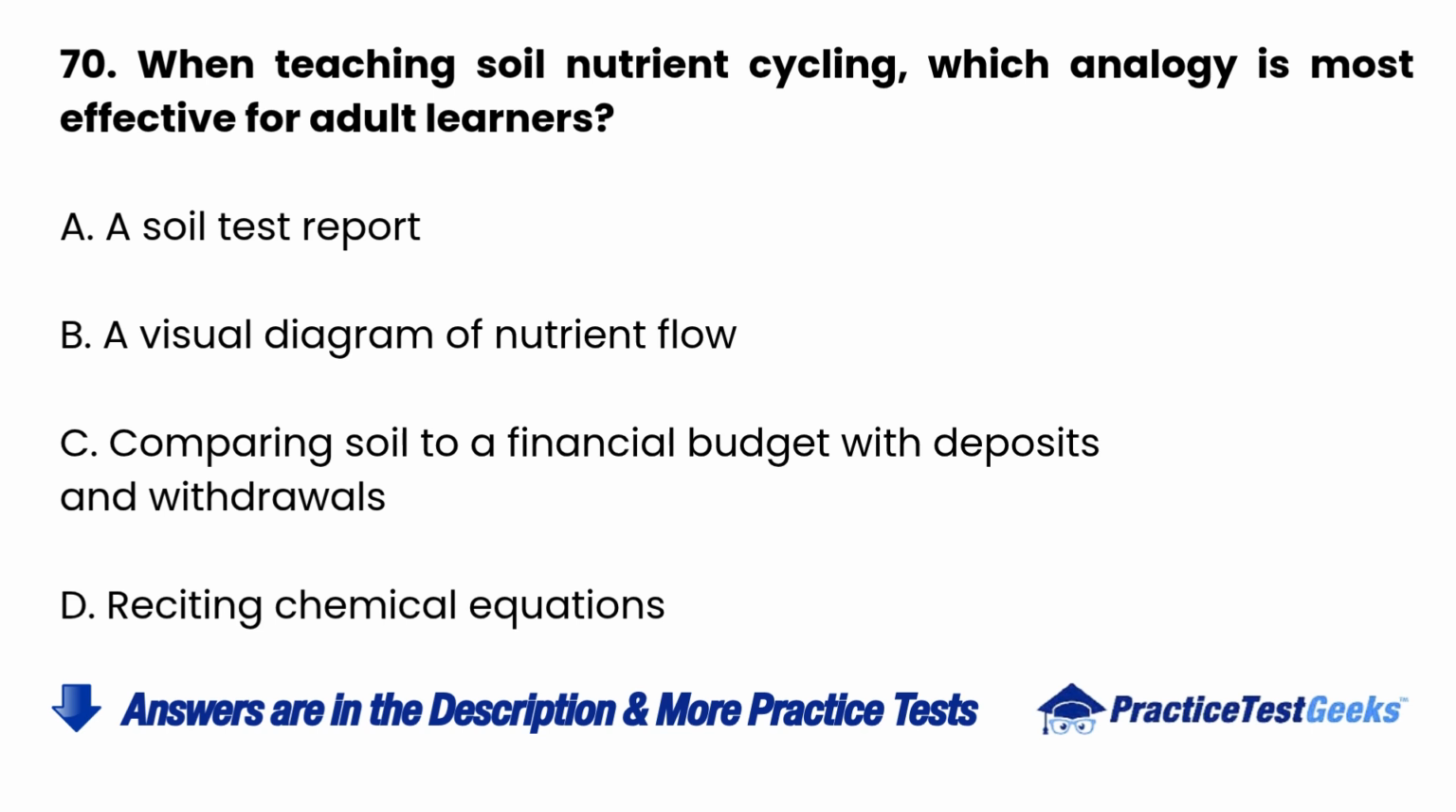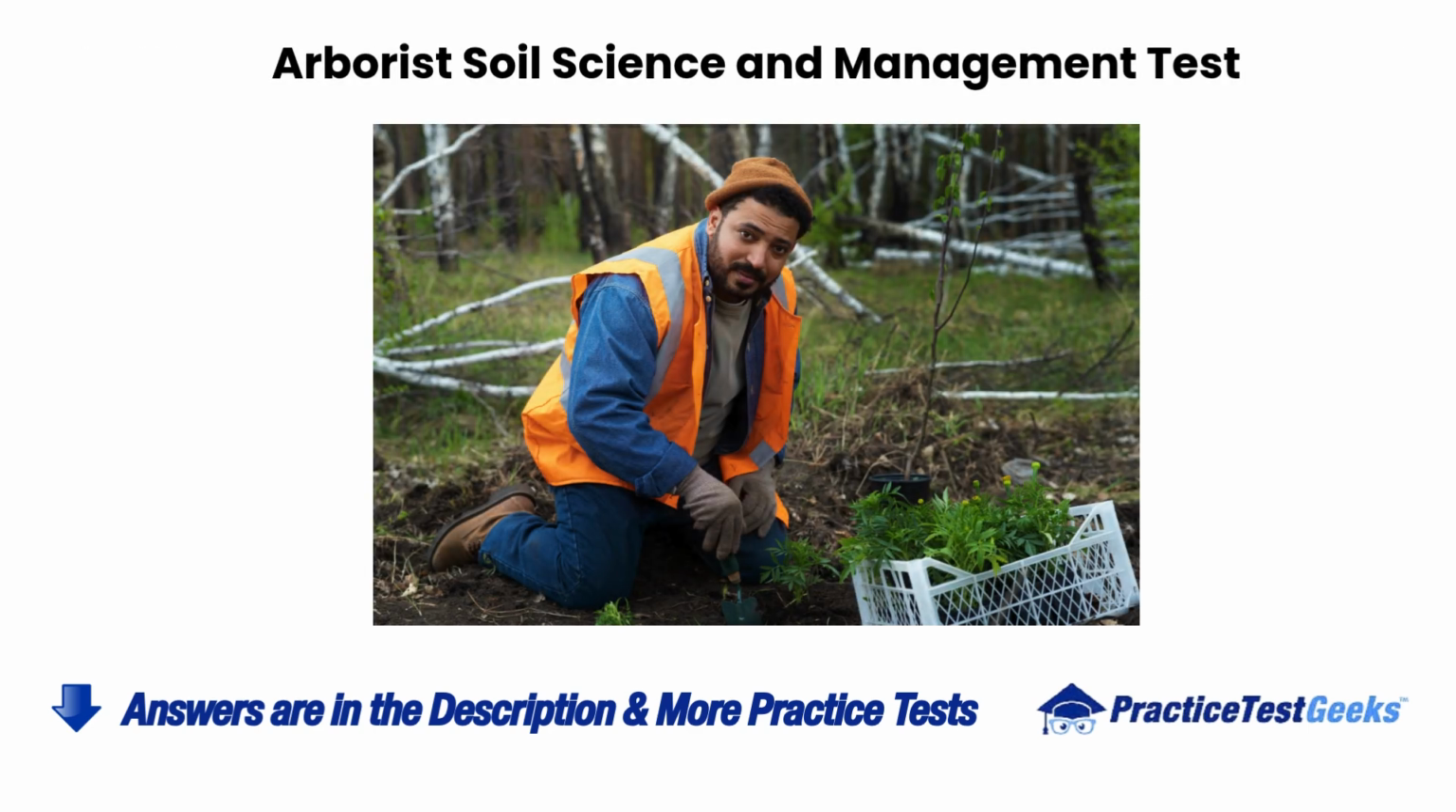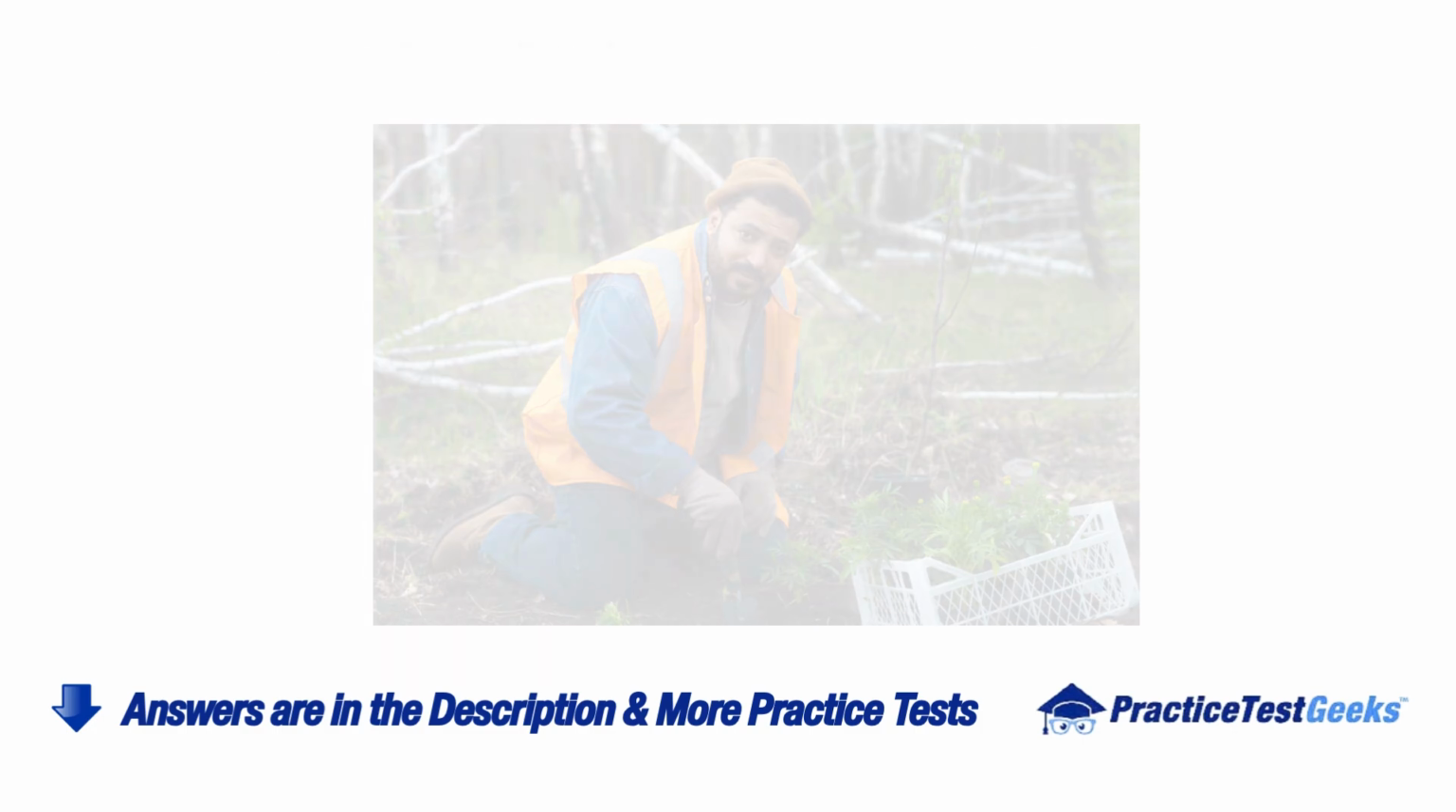70. When teaching soil nutrient cycling, which analogy is most effective for adult learners? A. A soil test report. B. A visual diagram of nutrient flow. C. Comparing soil to a financial budget with deposits and withdrawals. D. Reciting chemical equations. Arborist Soil Science and Management Test.